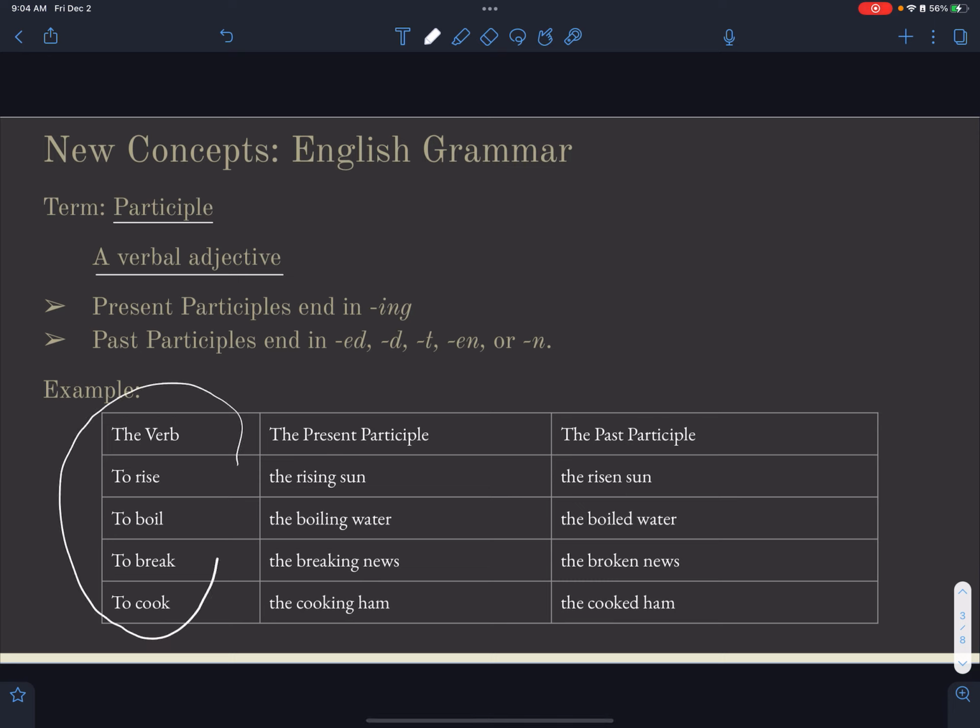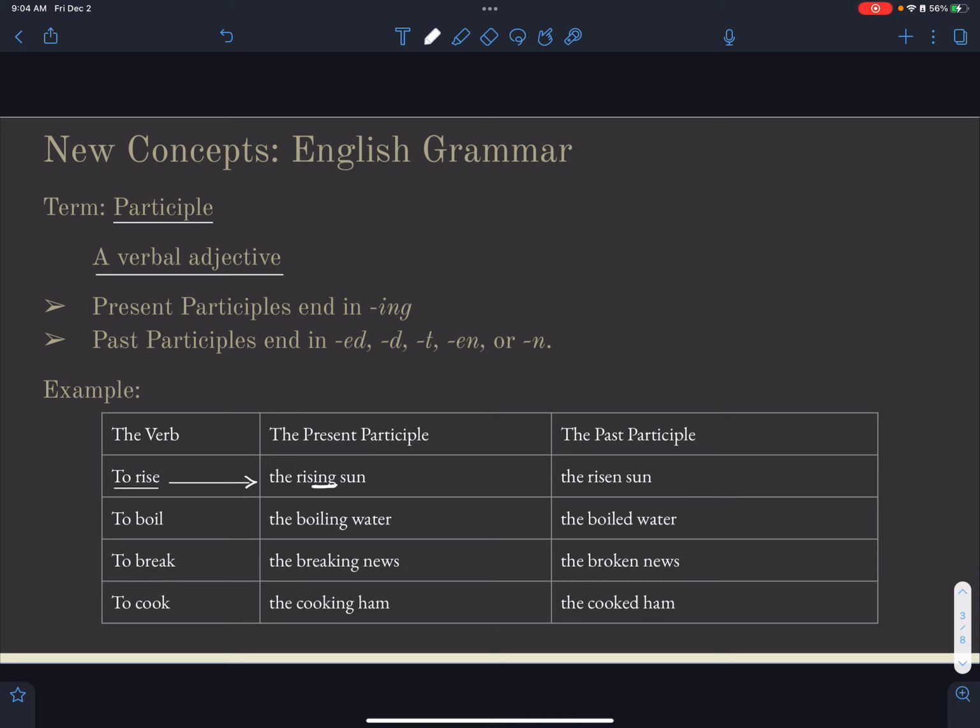This column here has our verb, the infinitive form. Then this column has it used in the present participle form, and this column has the past participle form. Let's go through each. My verb here is to rise. What is that as the present participle? The rising sun. It ends in ing, and rising is a verb, but it's acting like an adjective. It's telling you that the sun is rising. Does that make sense?